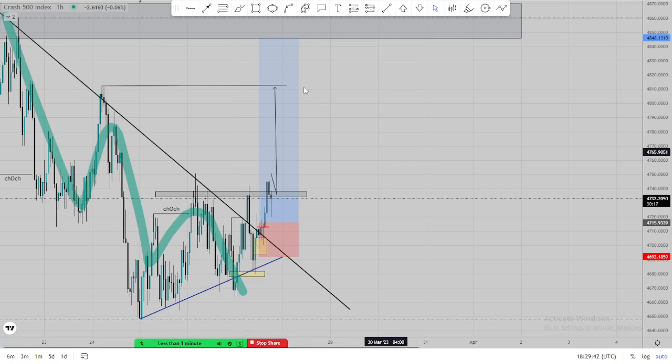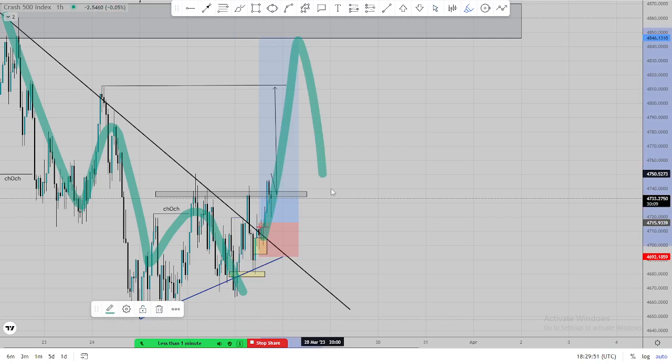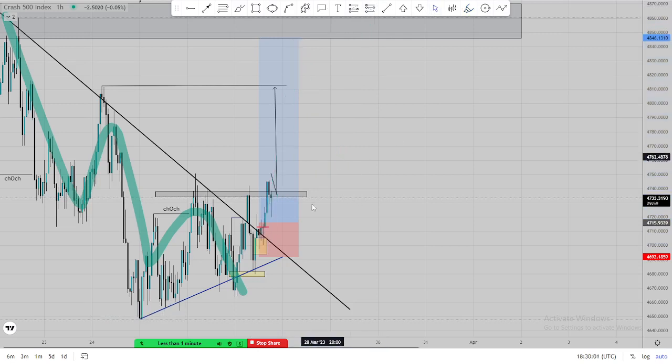The reason why I placed this target here is because of the daily time frame. This can be a break on the daily time frame. Then the retest on the daily, that's where we enter buys again. Those are the ones that we are going to hold and hold until we reach the zones that I mentioned. So that is the whole matrix. This is the whole matrix of the market.